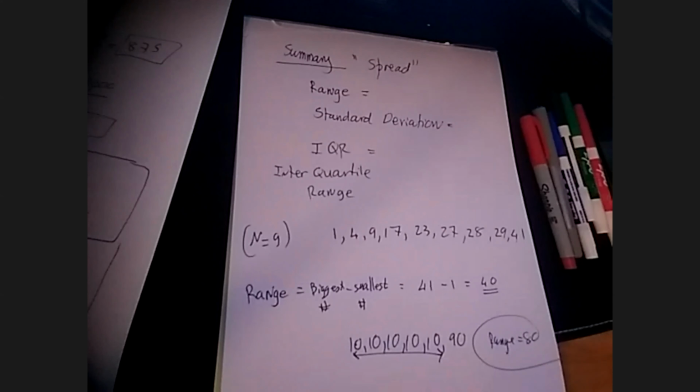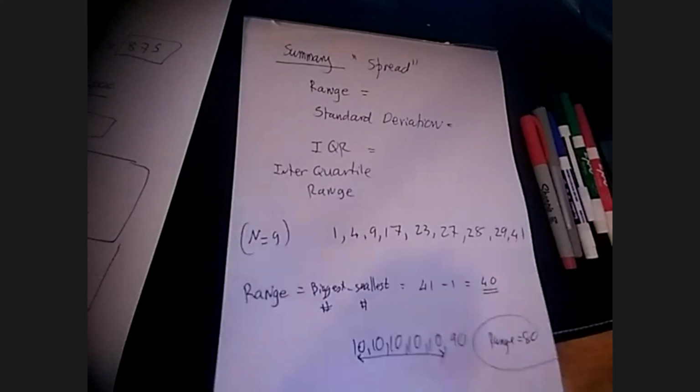That's why we don't use the range very much, because it is so susceptible to one number at the beginning or at the end being extreme compared to the rest of the data set. So what we're going to do is show you the second one.